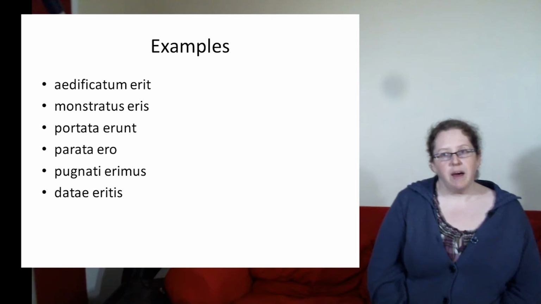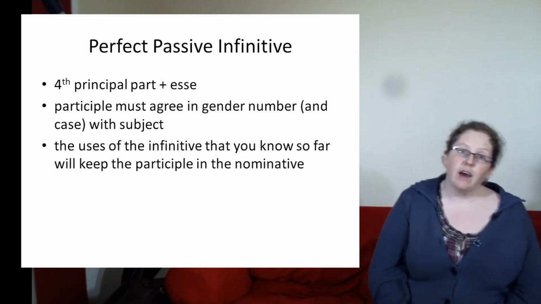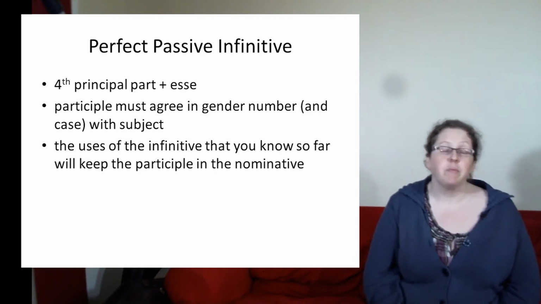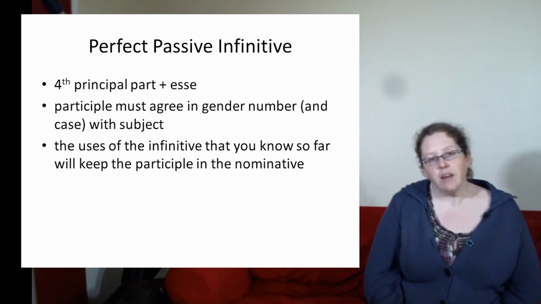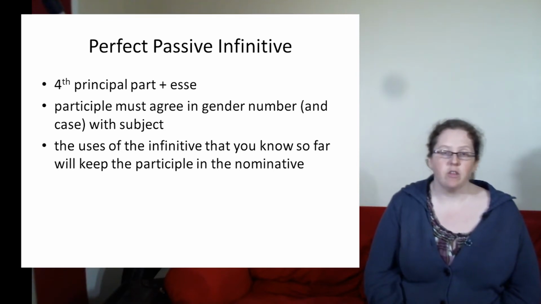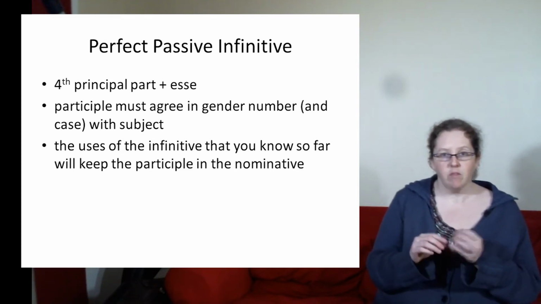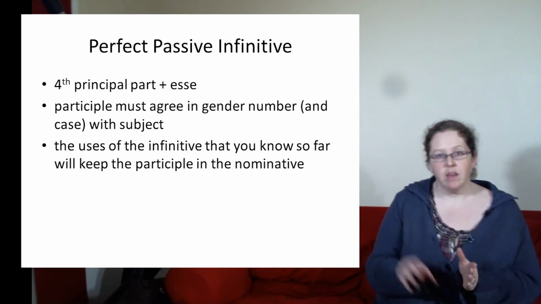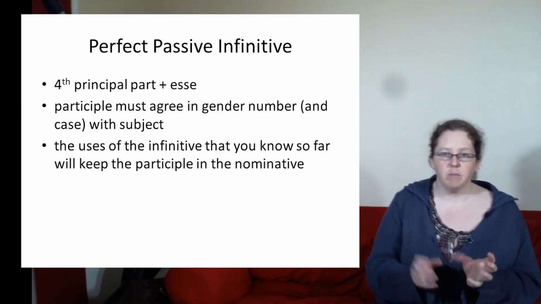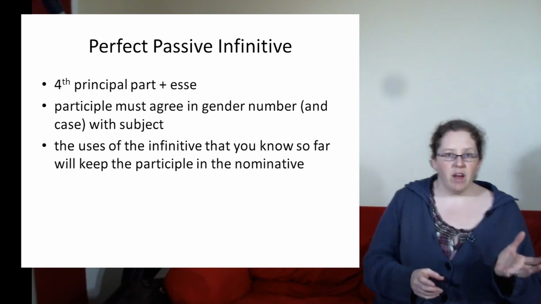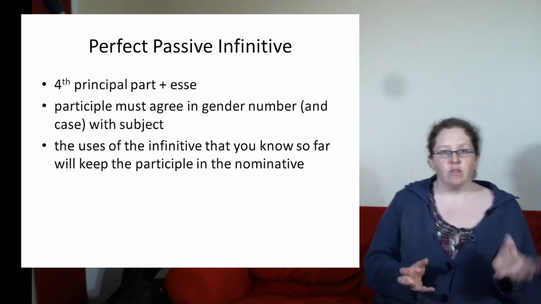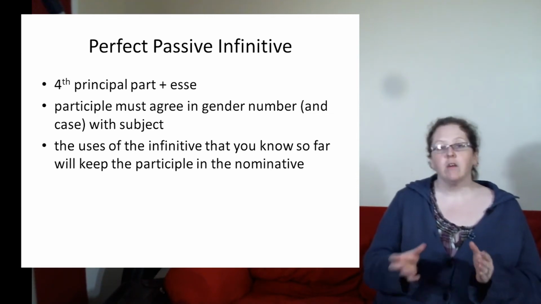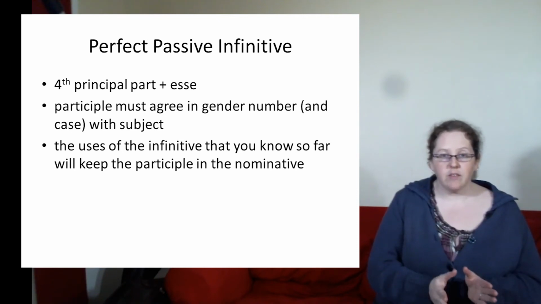Finally, for the perfect passive system, we have the perfect passive infinitive. So remember that we already had a present passive infinitive. That is the infinitive where for the first, second, and fourth conjugations, you take the active infinitive, like amare, for instance, and you get rid of the final E and replace it with an I. So amare becomes amari. Habere becomes haberi. Audire becomes audiri.